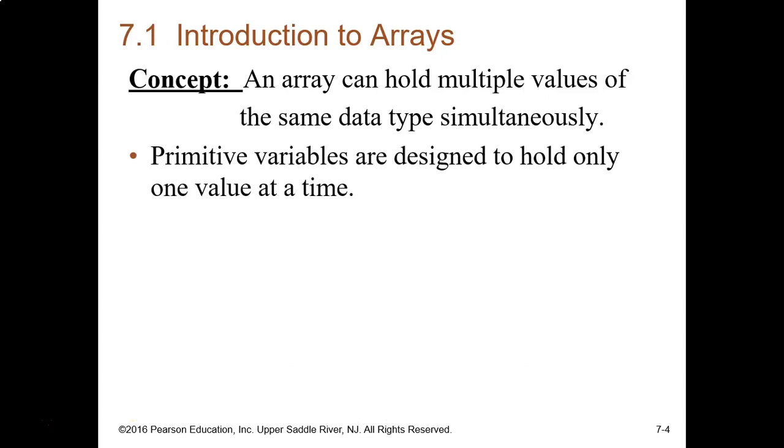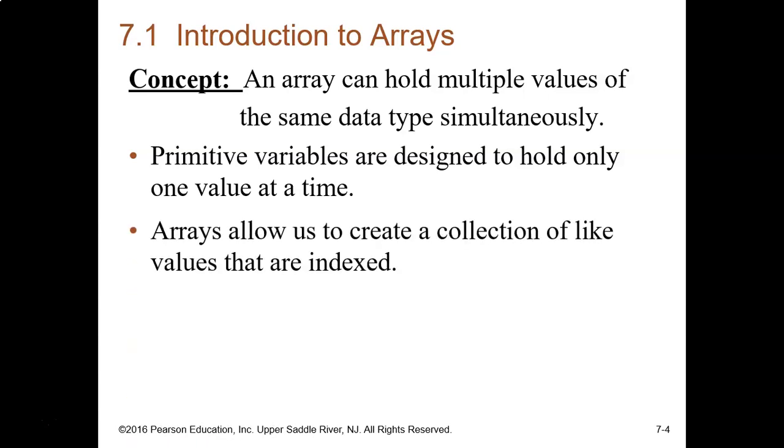Now, primitive variables are designed to hold only one value at a time. Think back whenever we declared a primitive variable. For example, let's say hours. We would say int hours equals 40. So that variable hours was only designed to hold one value at a time. Now, an array allows us to create a collection of like values that are indexed.